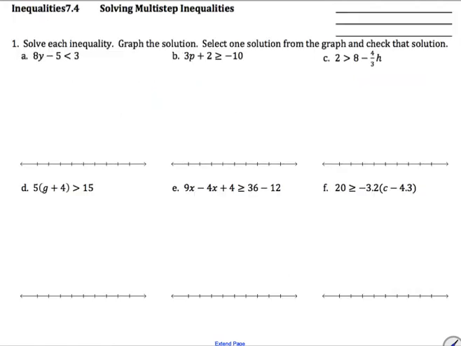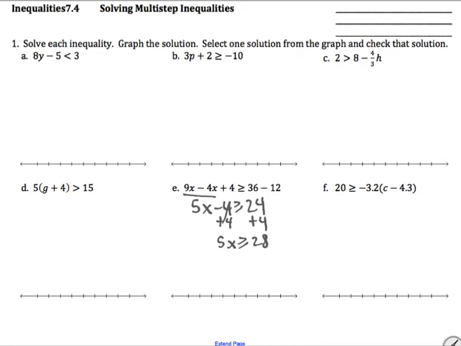Now, looking at the assignment, on number 1, you can see you're solving 6 multi-step inequalities. Let's take a look at E together. Like terms here, 9x minus 4x is 5x. On the other side, 36 minus 12 is 24. So that is simplified on both sides. Get rid of the negative 4. We do that with a positive 4 on both sides. This gives us 5x is greater than or equal to 28.